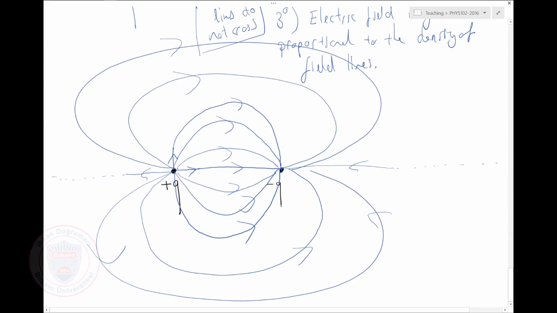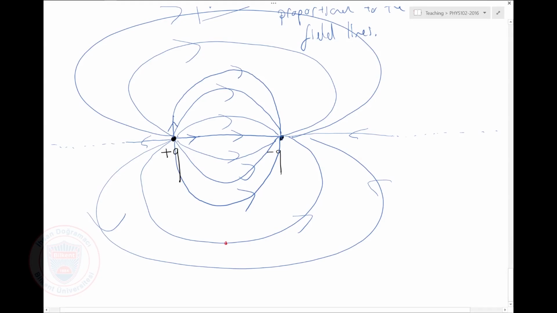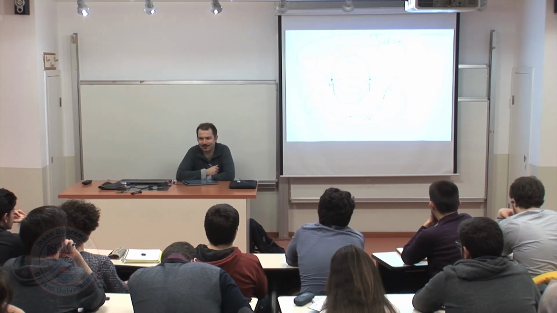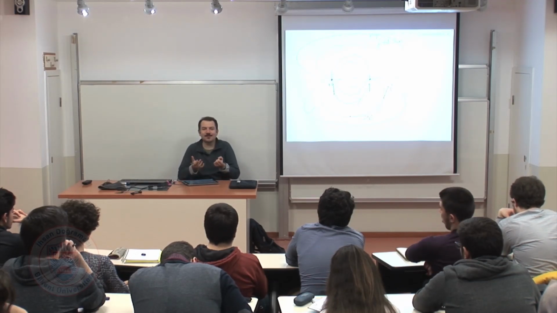Now, why is this useful? By just drawing lines, if I'm wondering what the electric field somewhere here is, it tells me that it must be to the right. If I'm wondering the direction of the field somewhere around here, these field lines are very good ways to think about what the electric field looks like. So that gives you intuition.